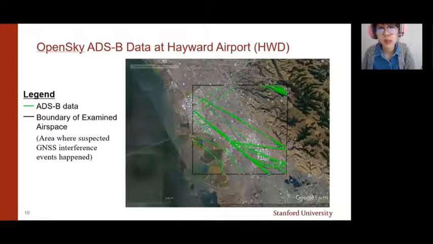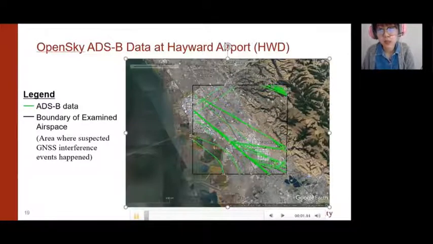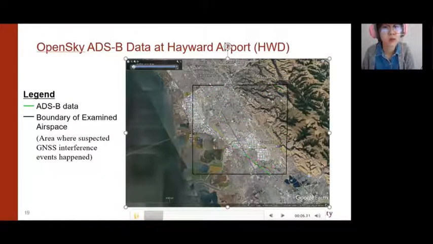So this is a plot of one day's flights flying at Hayward Airport. And here the black square is showing the boundary which encloses the target airspace we want to perform analysis in. The reason we chose that area is because those 3 reported jam flights were all jammed around this area here. So we wanted to make sure the target airspace encloses that commonly impacted area. And here on the upper left corner is the location of Hayward Airport.